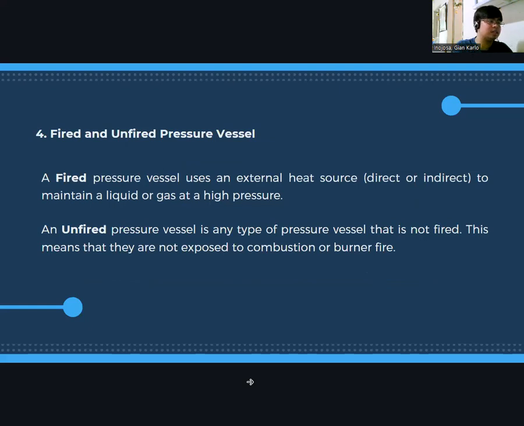Then another one is the fired or unfired pressure vessel classification. If a pressure vessel uses an external heat source, direct or indirect, to maintain a liquid or gas at high pressure, this is what we call a fired pressure vessel. Next, if the type of pressure vessel is not exposed to combustion or burning of fire, this is what we call the unfired pressure vessel.